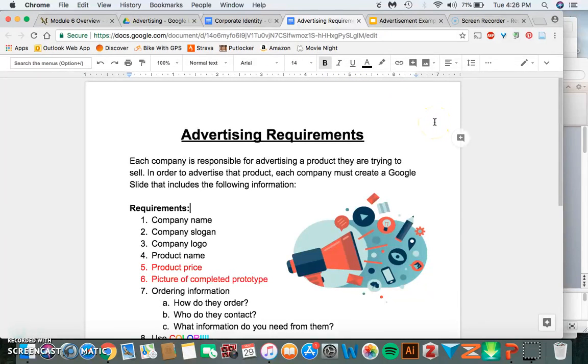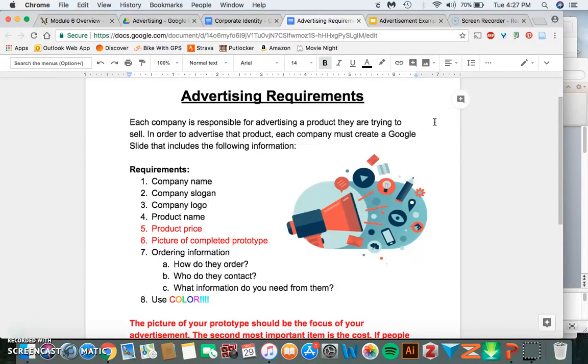Once the students develop their corporate identity and all of those required components, I actually have them move on and begin making an advertisement for the product that they are going to be trying to sell and market. And with those advertisements come some requirements, and I have at the top, each company is responsible for advertising a product they are trying to sell. In order to advertise that product, each company must create a Google slide that includes the following information. Then underneath I have a list of what those requirements are.